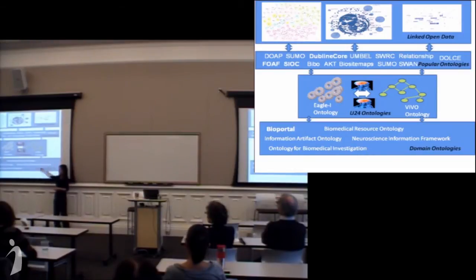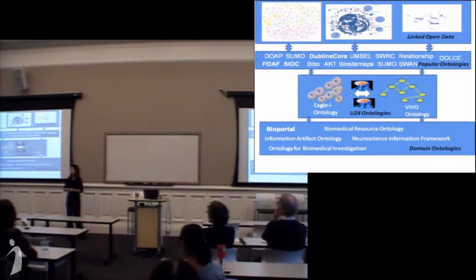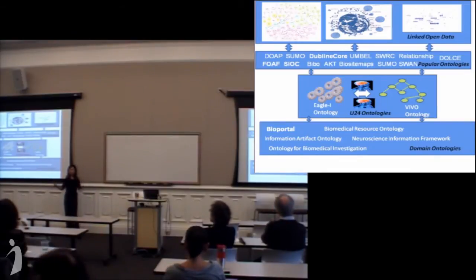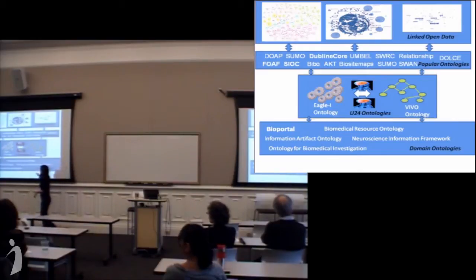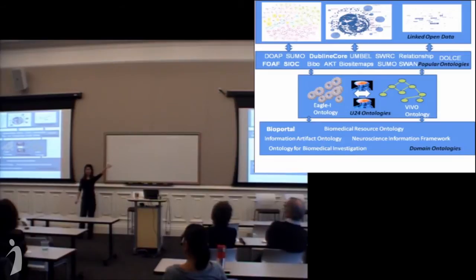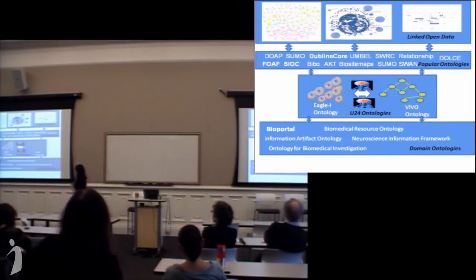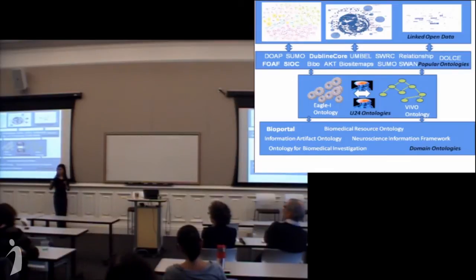Because we want to facilitate scientific collaboration, you need to know the domain, right? You need to know how people handle research in different areas. For us, it's mainly focused on the medical domain. Therefore, we connect with domain ontologies, like the biomedical resource ontology, and some ontologies from BioPortal, or from NCBO at Stanford University.